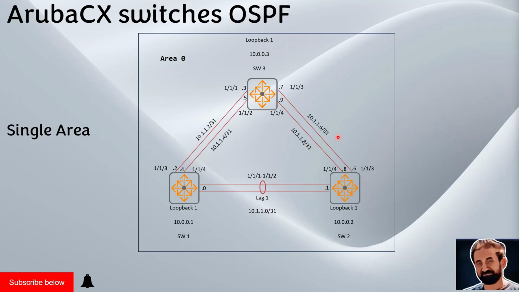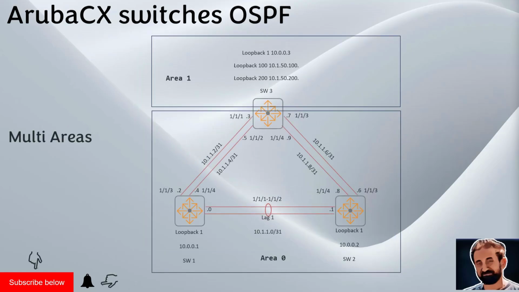As you can see here, the CX switches support /31 and will perform link aggregation, and we will look at how OSPF looks at the link aggregation. We will also look at how OSPF will do equal cost multipath on the links between the switches.